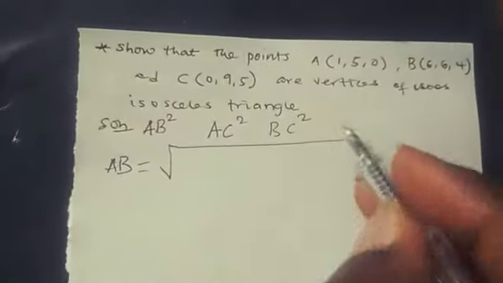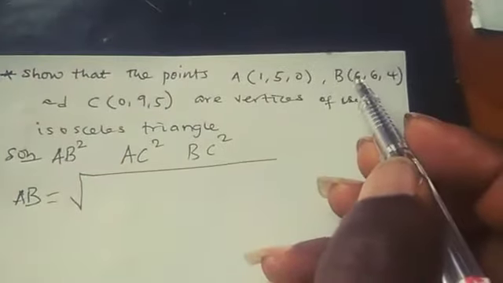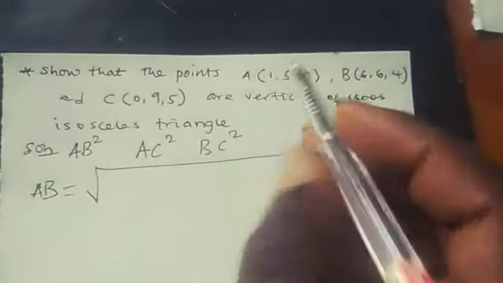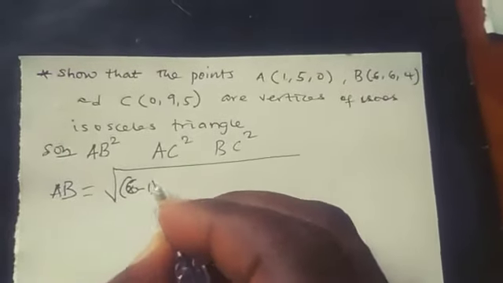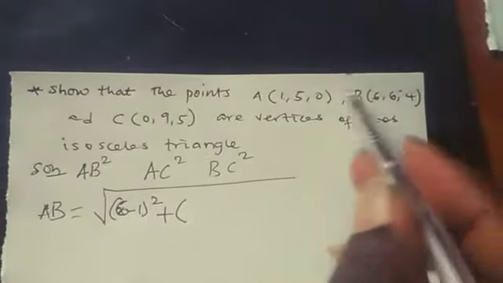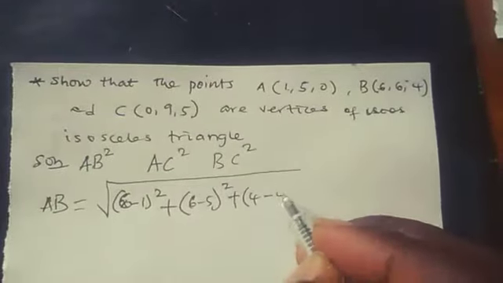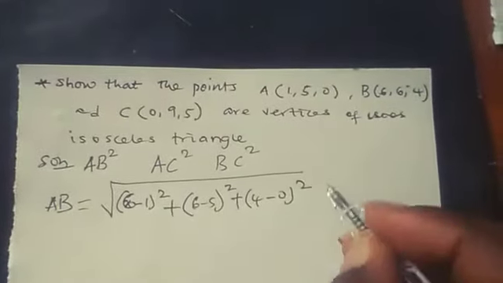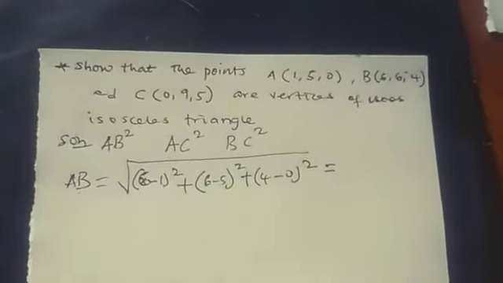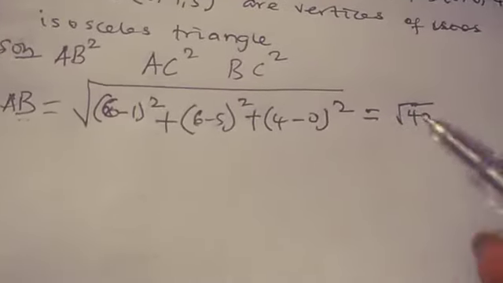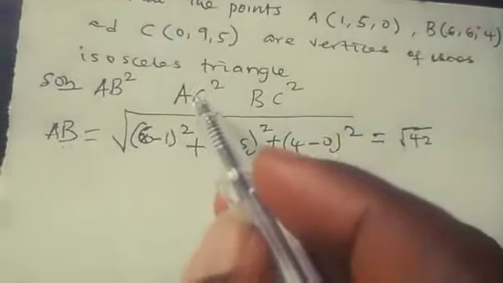Now, let's find AB now. That's the first thing. AB, from the formula, we are dealing with these two, S2 minus S1, that is 6 minus 1 squared plus this minus this, 6 minus 5 squared plus 4 minus 0 squared. So that is this. We use the distance formula because AB is the distance between them. So by the time we finish it, we get square root of 42. Now let's find AC.